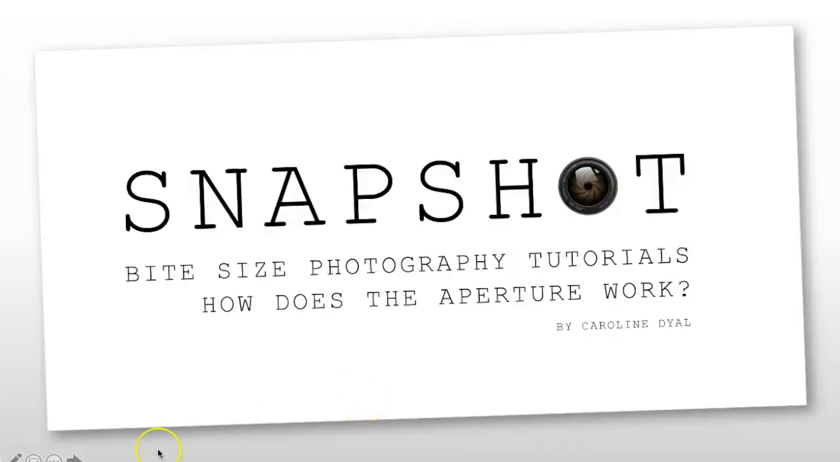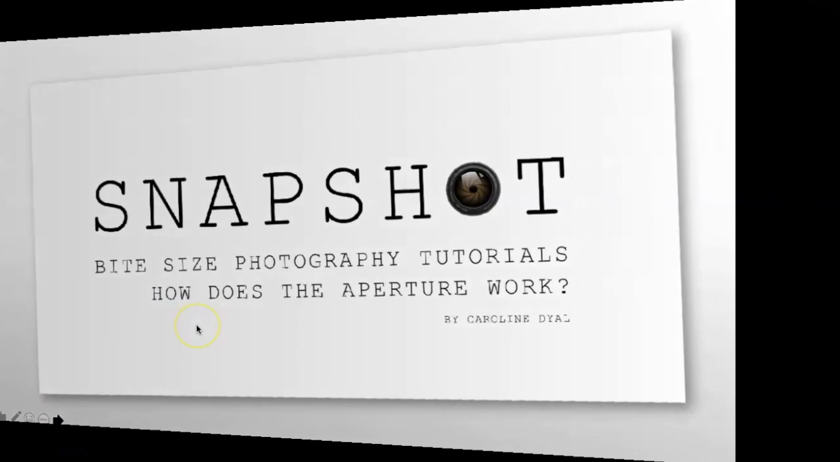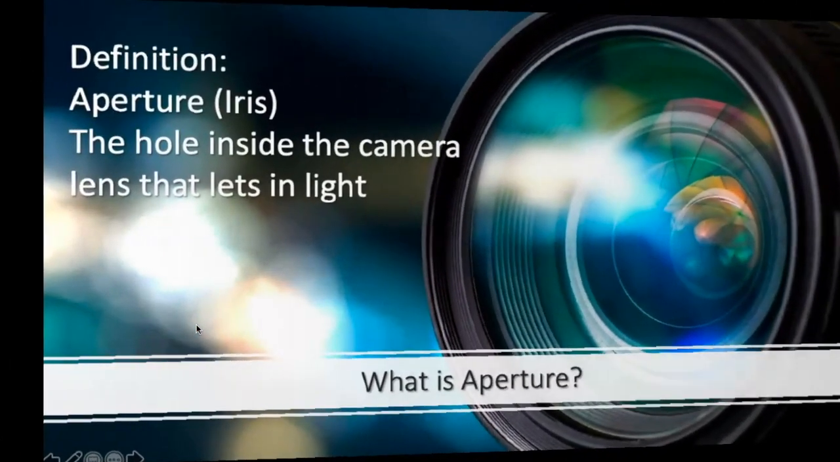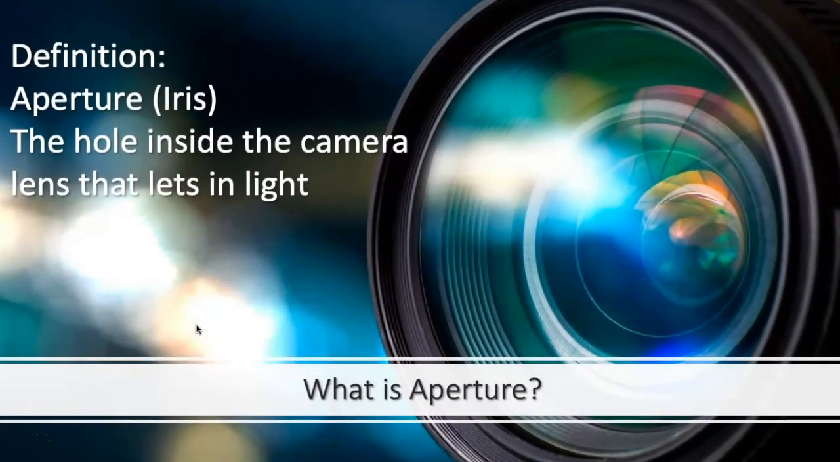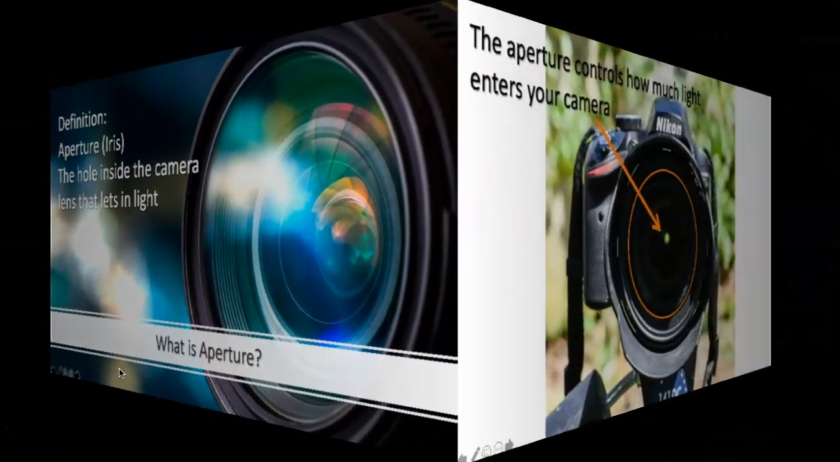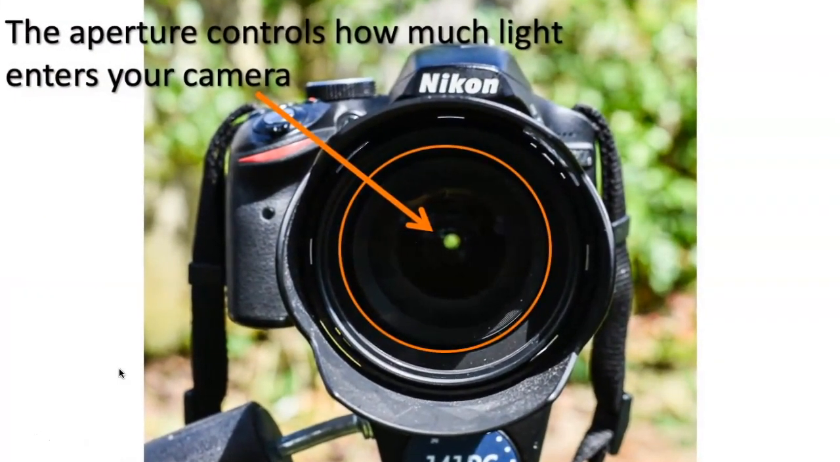How does the aperture work? So the aperture is like the iris of the eye. It's the hole inside the camera lens that lets in the light. So the aperture controls how much light enters your camera, and you can either make the hole smaller or bigger.